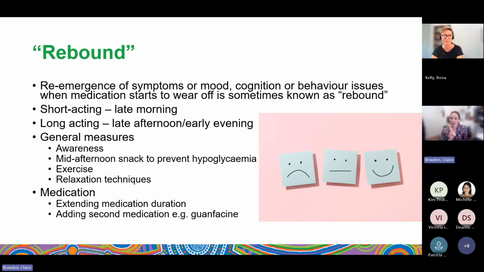In terms of medication, things that can be offered regarding this rebound effect, it might be that the approved specialist would think about extending the medication duration, especially as Rhoda mentioned, in the teenagers, where they need it to last that time and they can't be significantly unfocused during a homework period. And occasionally a second medication, such as guanfacine, which does have a 24-hour action, can be added to avoid the real peaks and troughs of the stimulant medication.